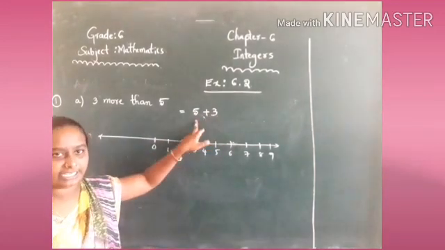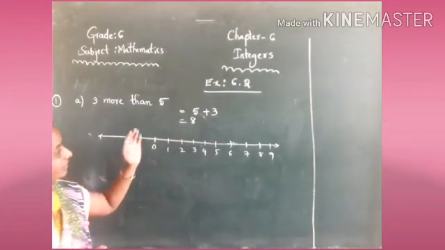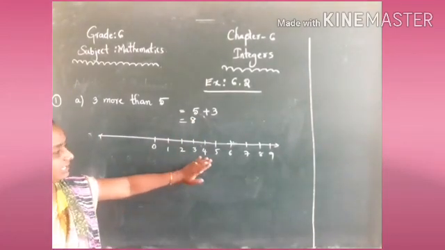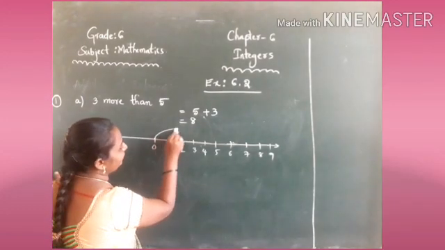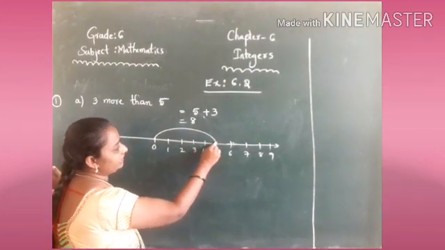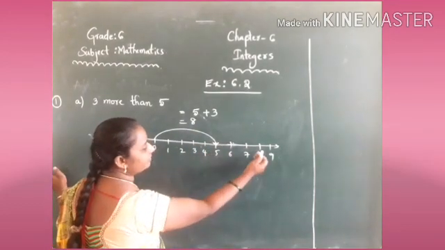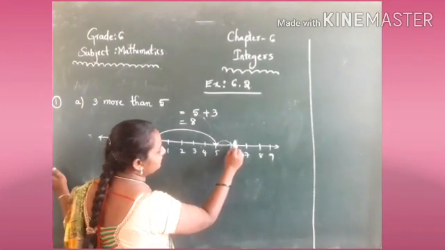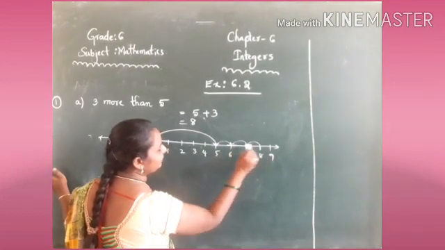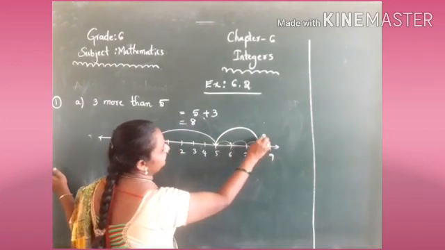3 more than 5. So it gives 8. Now, how did you show this one on the number line? Same way. From 0 to 5. Okay, so 5 to 3 more. 3 more means you have to move 3 moves from 5. So 5 to 6, 6 to 7, 7 to 8. 3 moves. It gives 8.